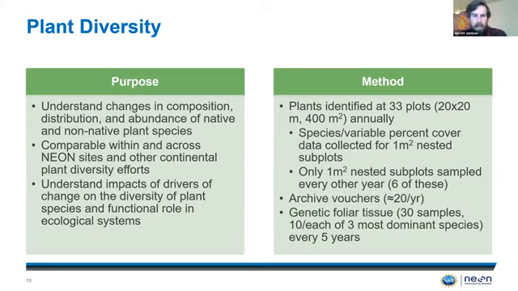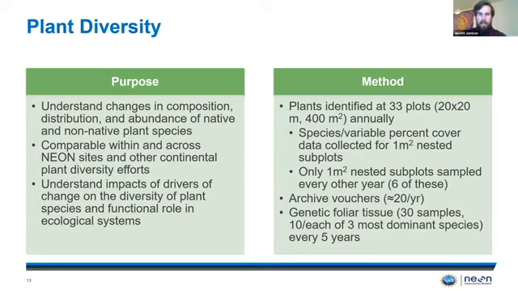For sampling plant diversity, what we basically do is identify all of the plants in 33 of our plots every year. 30 of those are distributed across our site, and 3 of them are in our tower airshed. We observe species and variable percent cover for our 1 meter squared nested subplots, and then additional species not yet observed in our larger nested subplots.